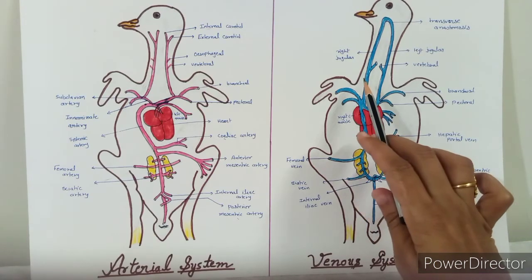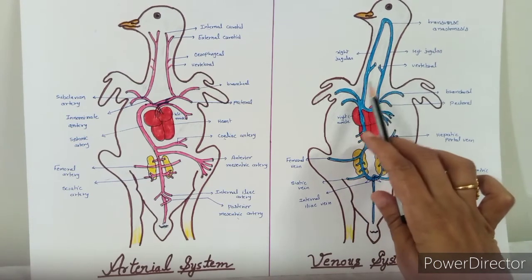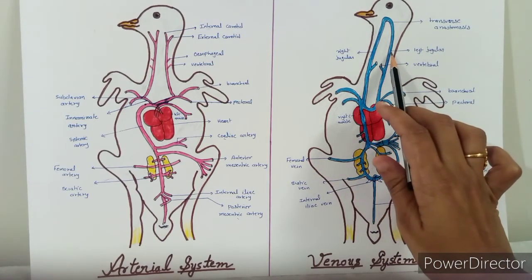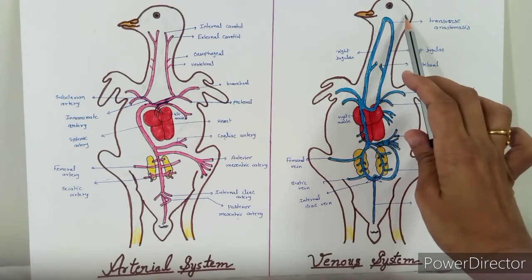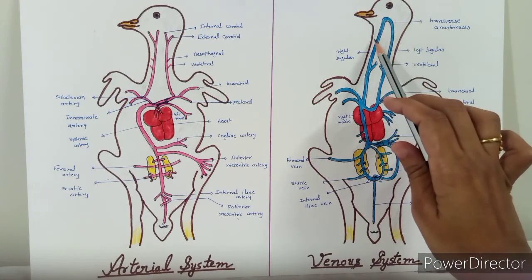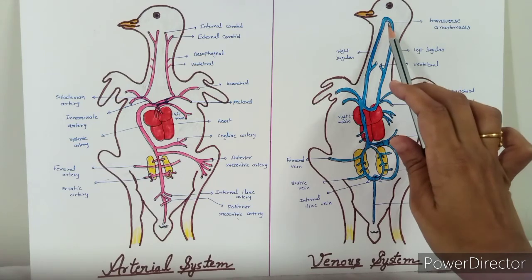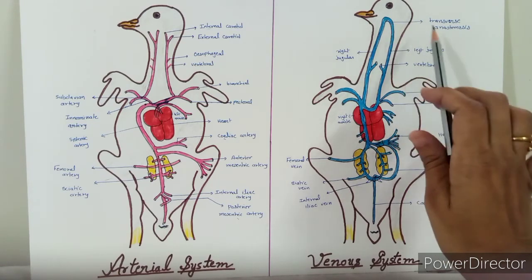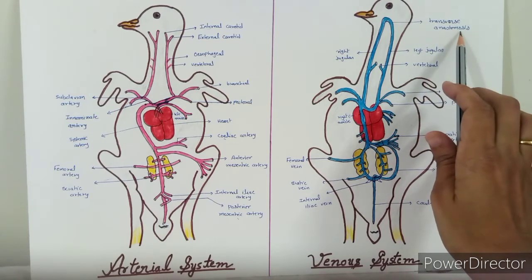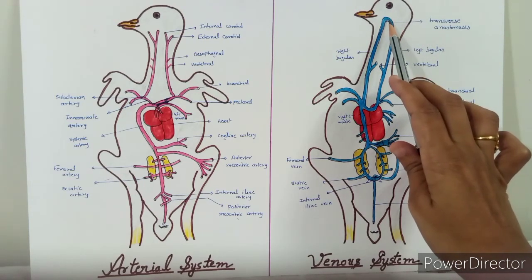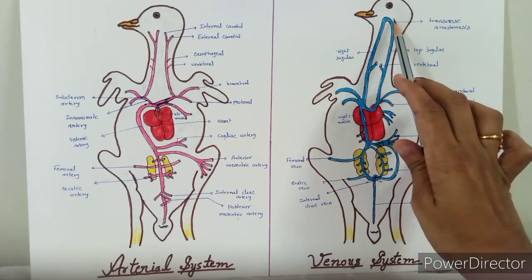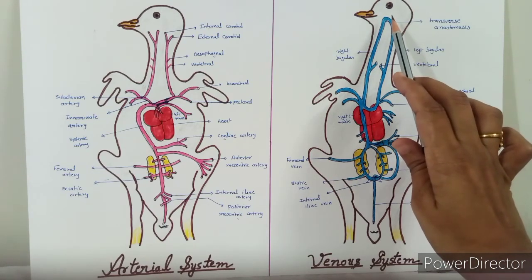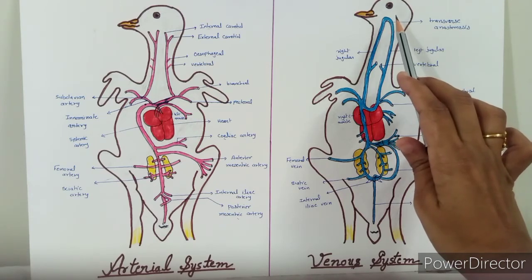First are the left and right jugular veins. This is the right jugular vein, this is the left jugular vein. Both go to the head portion, and at last they join and form a transverse anastomosis, okay. Why do they join? Because it prevents the blocking of blood flow from the head when one vein is blocked by twisting the head, okay.